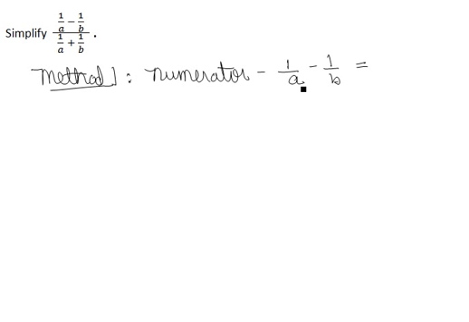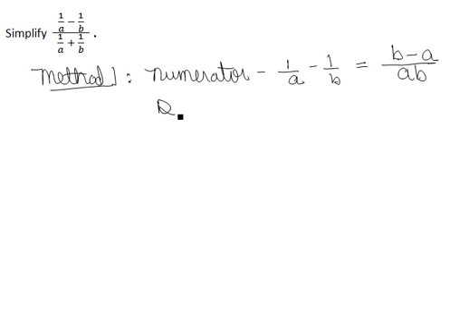And there we would have a common denominator of a times b. So this first fraction, to go from a denominator of a to a denominator of ab, I have to multiply by b, so I have to multiply the numerator by b also. And this fraction, I need to multiply both numerator and denominator by an a. So the numerator as a single fraction becomes the fraction, the quantity b minus a over a times b.